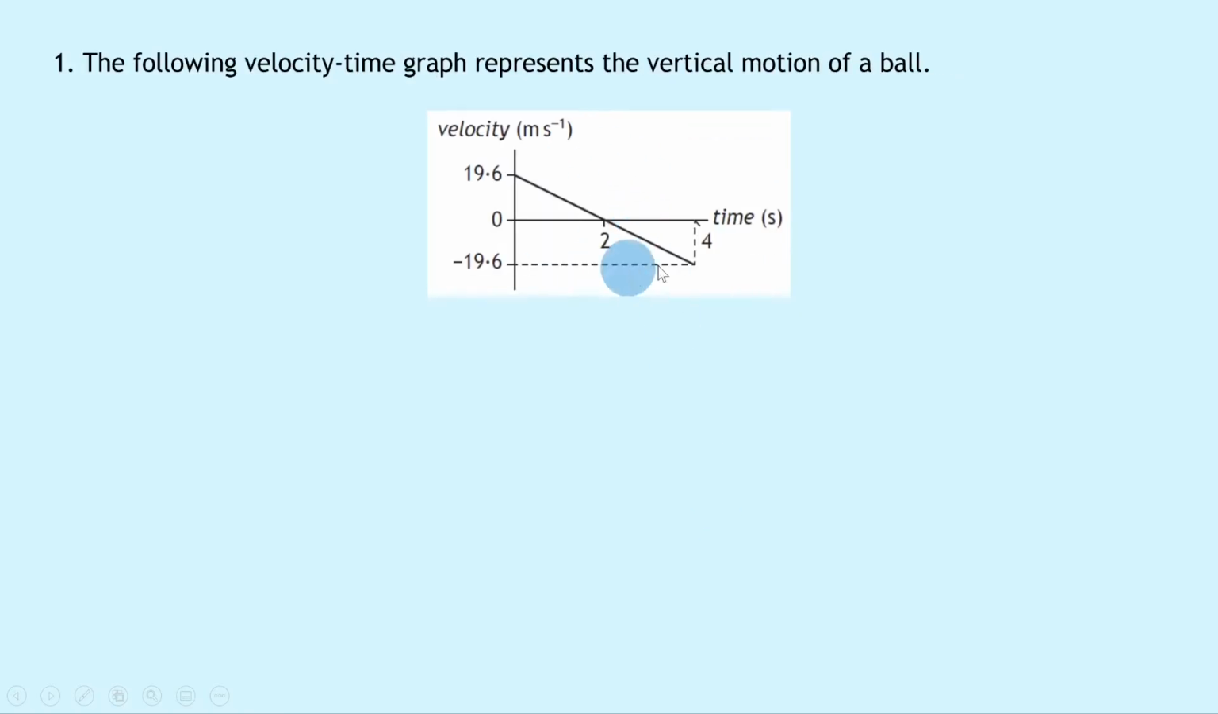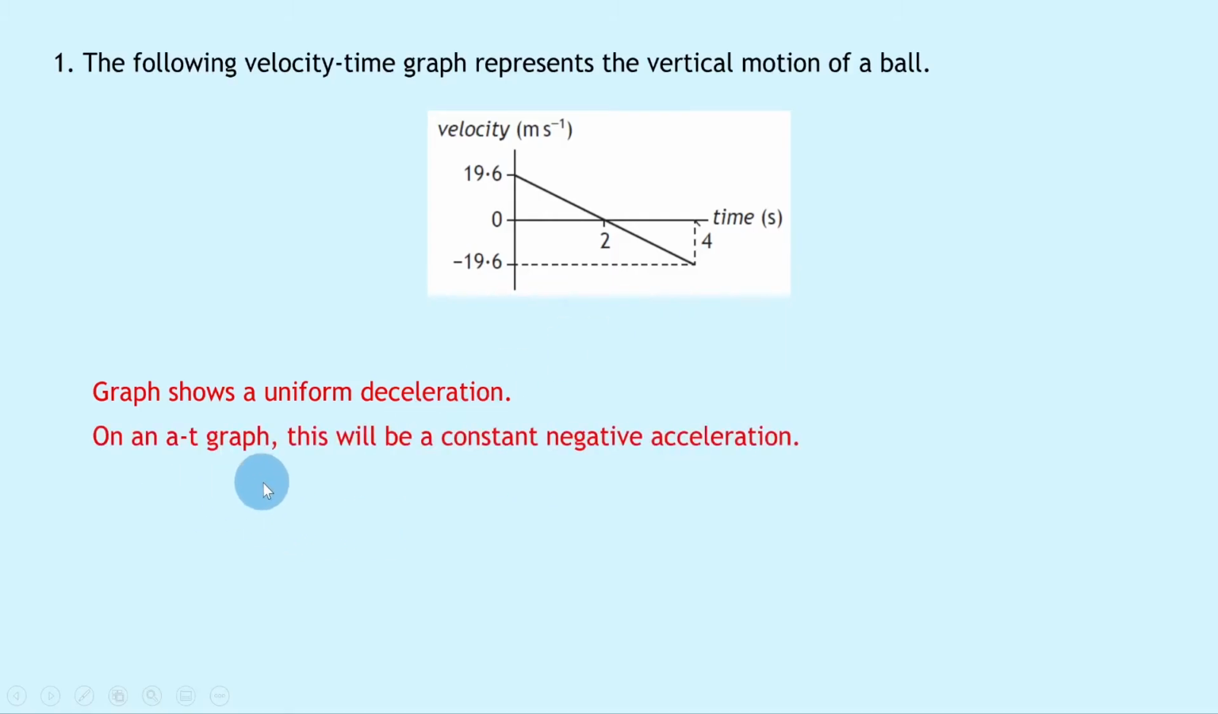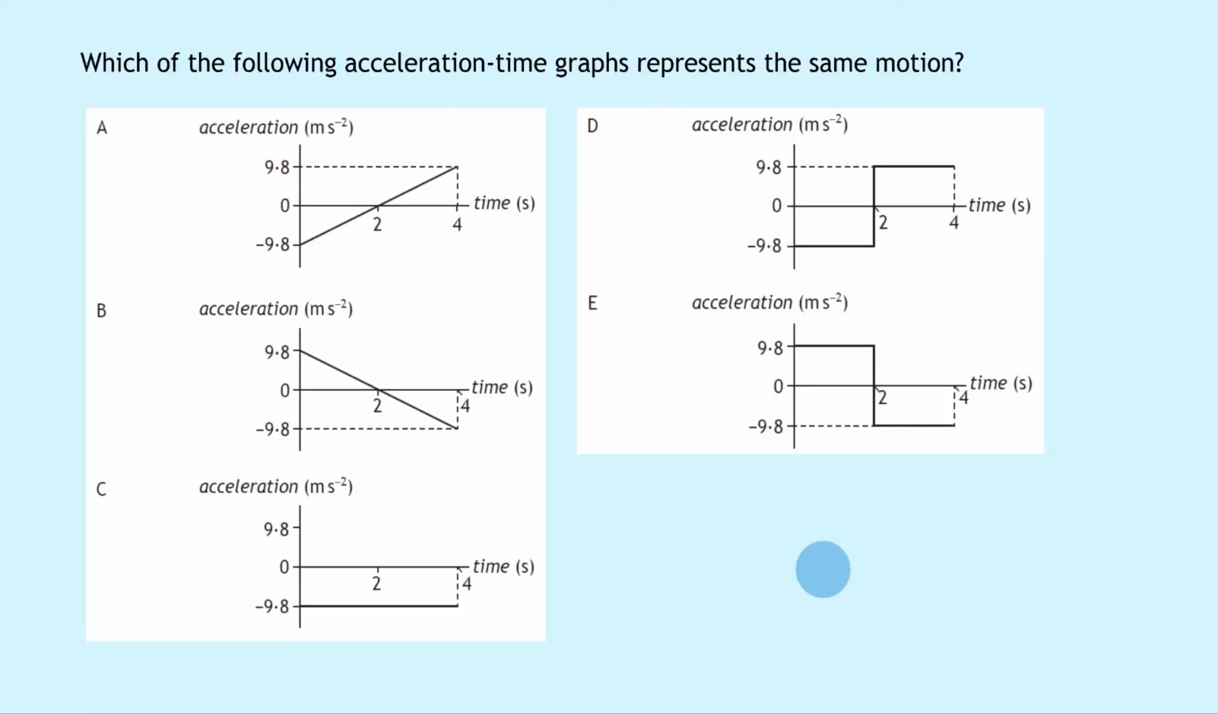So looking back at the velocity time graph that we're given, notice that the graph shows a uniform deceleration, because remember on a velocity time graph, a line sloping down the way represents a uniform deceleration. So on an acceleration time graph, this will be a constant negative acceleration. And because the graph is based on the vertical motion of the ball, vertically the ball is going to have gravity acting on it, so it's going to have acceleration due to gravity acting on it vertically, which means that the acceleration value will be negative 9.8. So looking at our graphs here, the only one showing a constant negative acceleration is C.